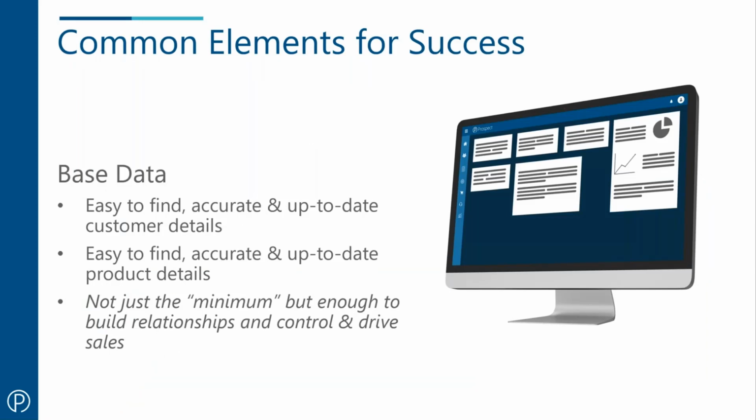So some of the common things that we need across all three of those models. First of all, we need good base data. We need easy to find, accurate and up-to-date information, both on our customers and on our products. But we don't want just the minimum data. We want the kind of data that's going to help us build relationships, so actual knowledge about these customers and what they're doing, and then allows us to control and drive the sale so that we get a successful outcome.